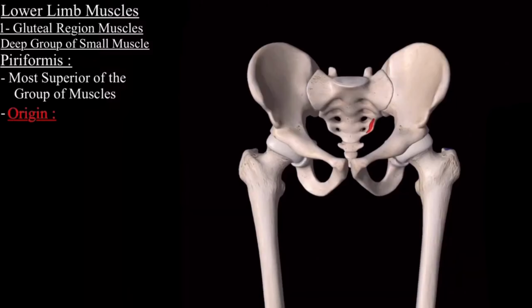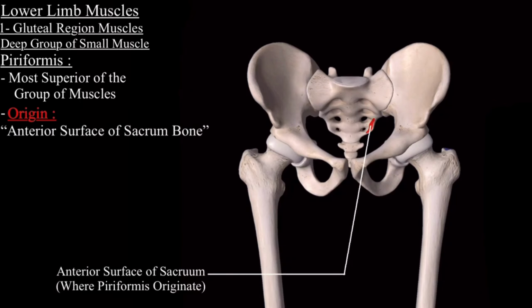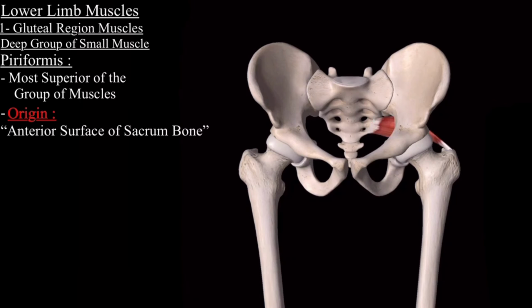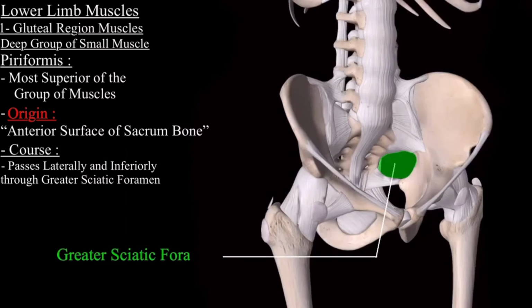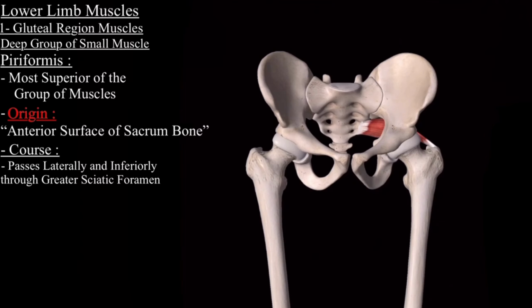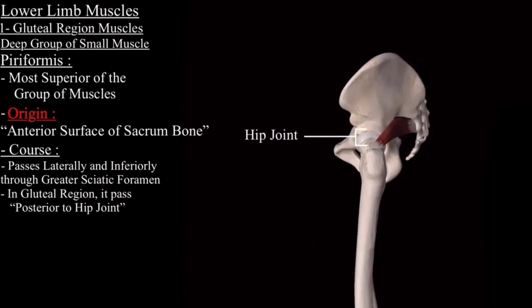Now we came to the origin of the piriformis muscle. It originates from the anterior surface of the sacrum bone. After origination, it passes laterally and inferiorly through the greater sciatic foramen. This is the greater sciatic foramen in which the piriformis muscle passes. In the gluteal region, the piriformis muscle passes posterior to the hip joint. As you can see, this is the hip joint and this is the piriformis muscle present posterior to the hip joint.